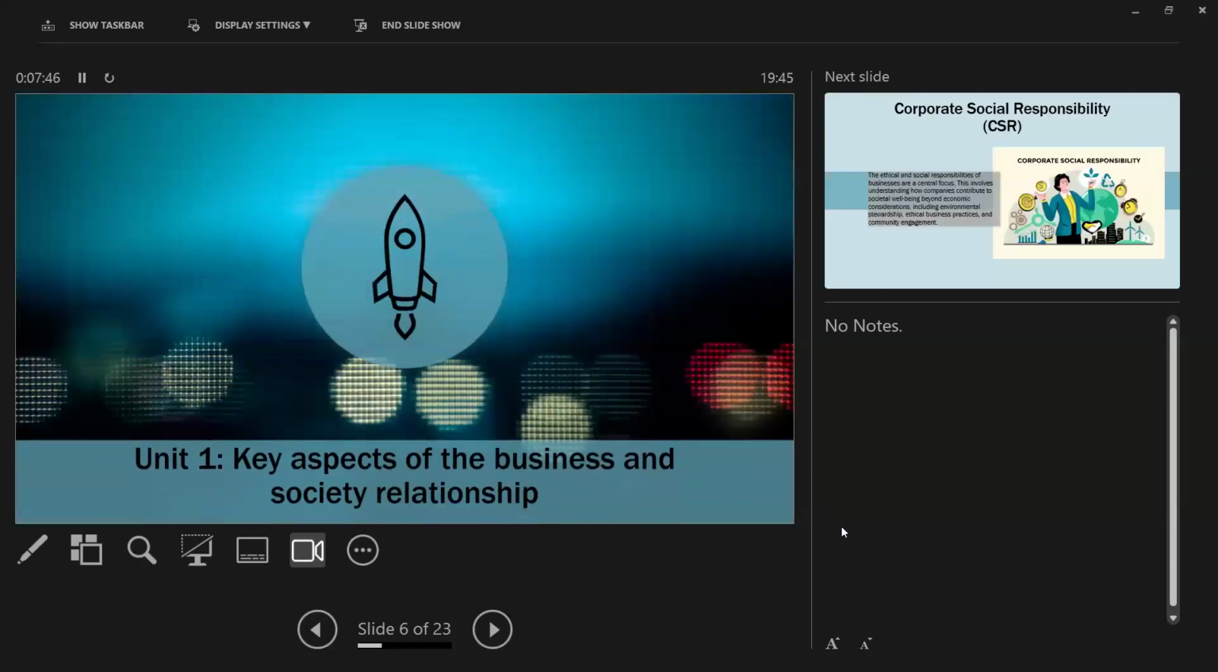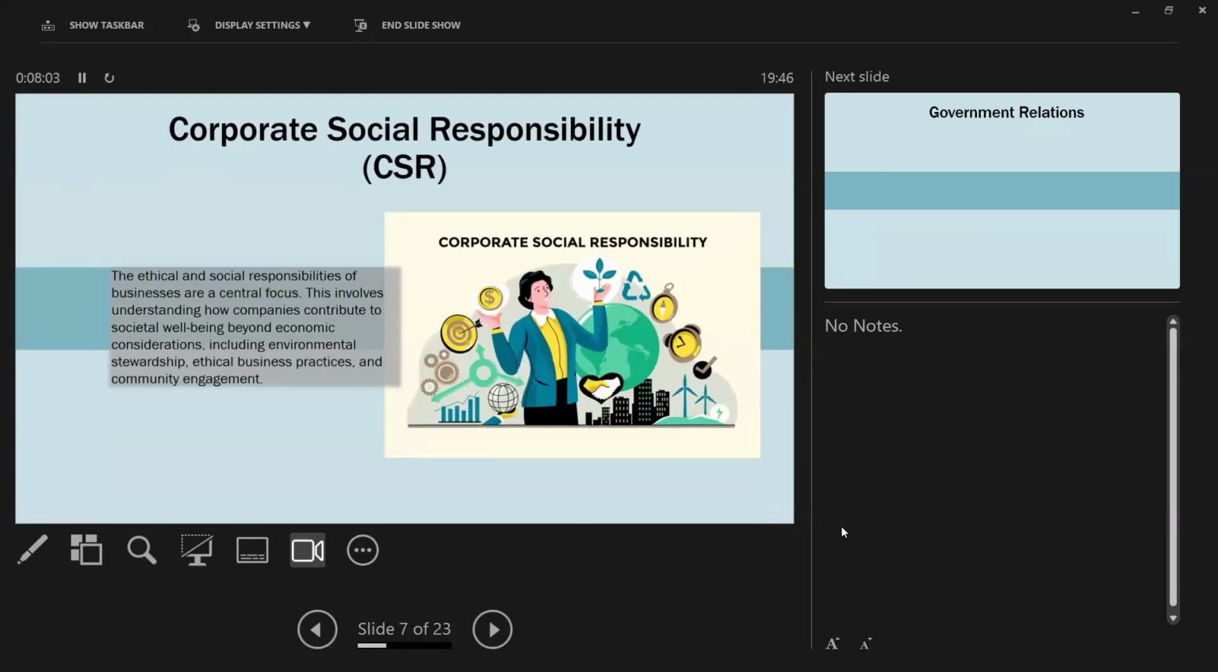So now let's look at chapter unit 1, the introductory, where you are being taken into the field itself. Let's look at what we call the key aspects of the business and society relationship. Let's start by defining what is called corporate social responsibility. The ethical and social responsibilities of businesses are a central focus. So when we're talking about ethical responsibility, we're talking about social responsibility.